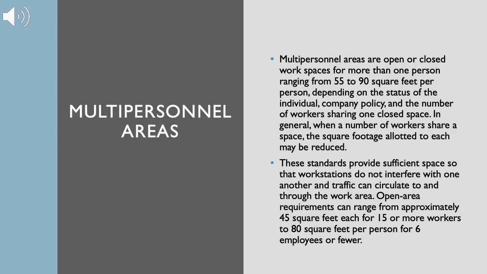Multi-personnel areas. Multi-personnel areas are open or closed workspaces for more than one person, ranging from 55 to 90 square feet per person, depending on the status of the individual, company policy, and the number of workers sharing one closed space. In general, when a number of workers share a space, the square footage allotted to each may be reduced. These standards provide sufficient space so that workstations do not interfere with one another and traffic can circulate to and through the work area. Open area requirements can range from approximately 45 square feet each for 15 or more workers to 80 square feet per person for 6 employees or fewer.